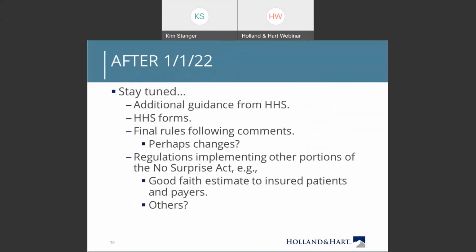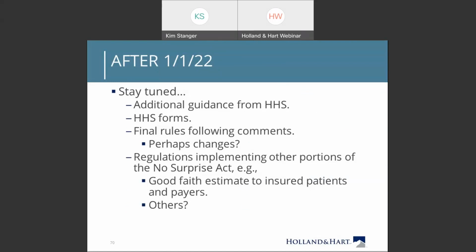After January 1st, 2022, stay tuned. Actually, before, stay tuned too. Watch for additional guidance that may come out from HHS, including additional HHS forms. The final rules that may come out, it's possible that they may change because these rules, quite frankly, I think are pretty draconian, and there's a lot of pushback from the healthcare providers and others. So it's possible that they may change. So watch for those changes, but don't hold your breath, right? Right now, you've got a January 1st deadline. You need to move forward.